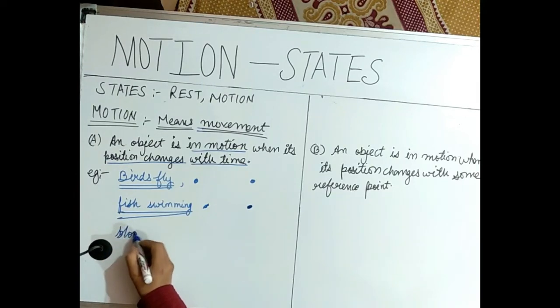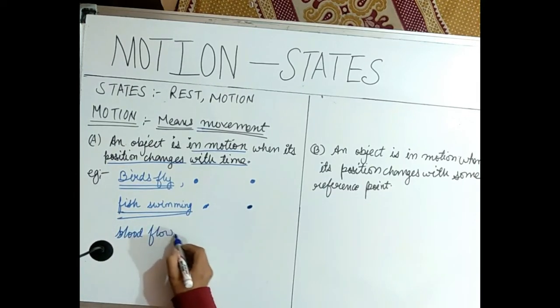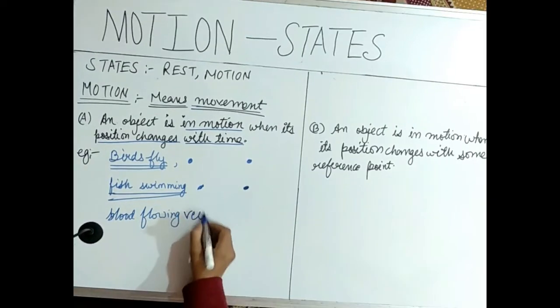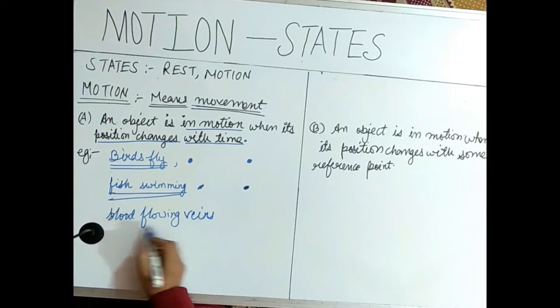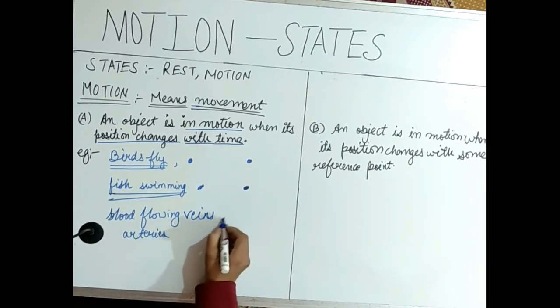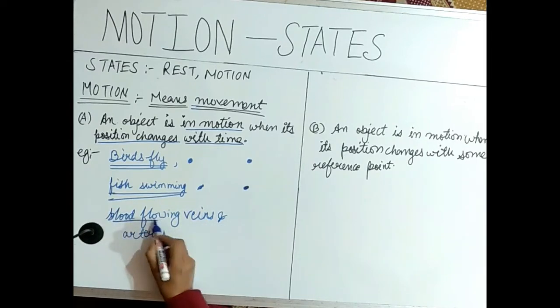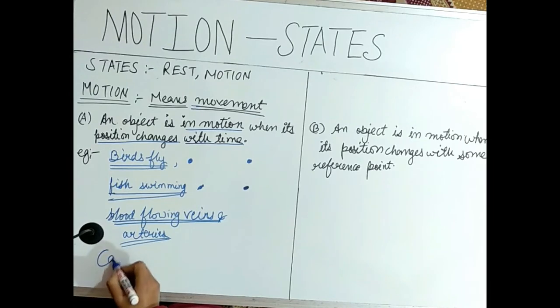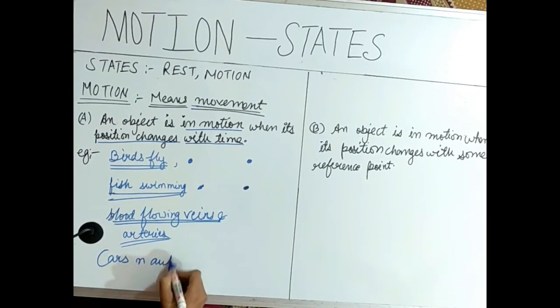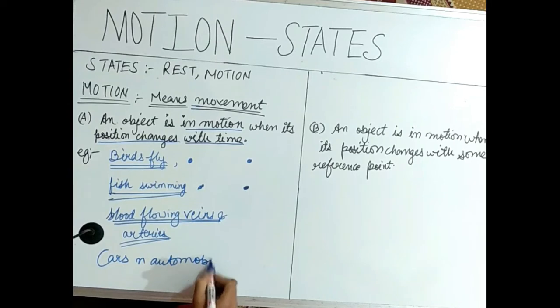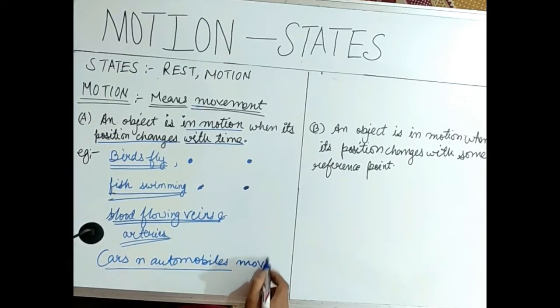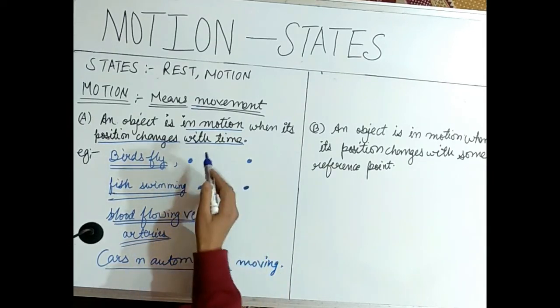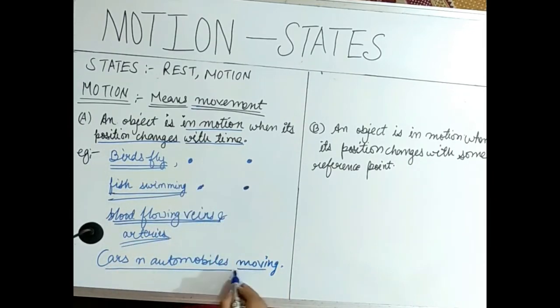Blood flowing in our veins and arteries. This is also an example of motion. Blood is continuously flowing, continuously changing its position. Cars and automobiles are moving. So this is also an example of motion where the object is changing its position with time.